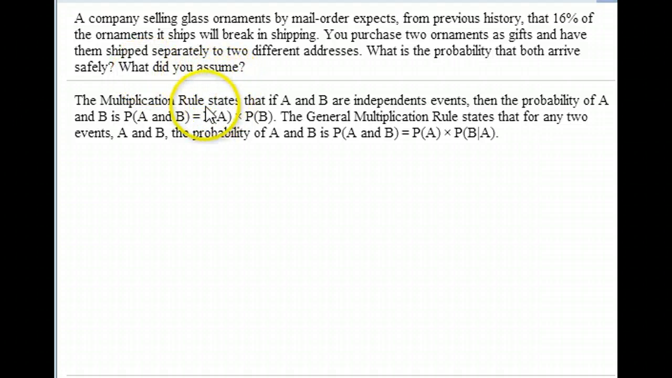Now, there are 2 multiplicative rules for probability, and the difference comes about if we consider the 2 events to be independent or dependent. The multiplicative rule states that if A and B are independent events, then the probability of A and B is the probability of A multiplied by the probability of B.